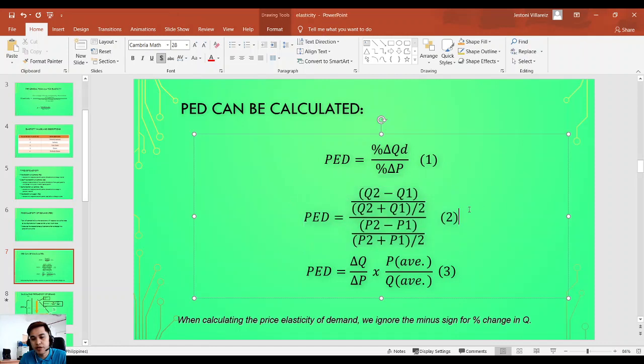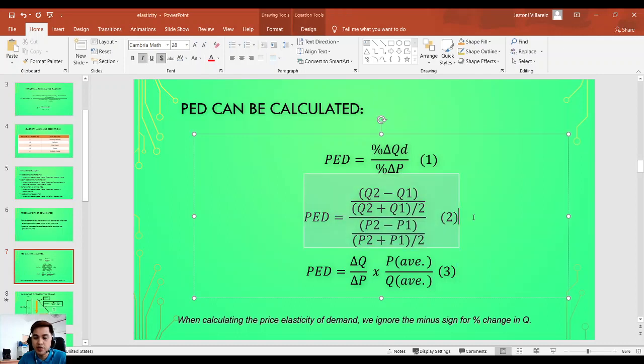Because let's say kung 1 point lang itong kwaon, mag-choose nata between Q2 and Q1, then our answer will be different. Lahi atong answer for Q1, lahi atong answer for Q2, meaning different answer, different interpretation. Now to fix that, economists, they use the midpoint method instead para uniform tanan ang answer.